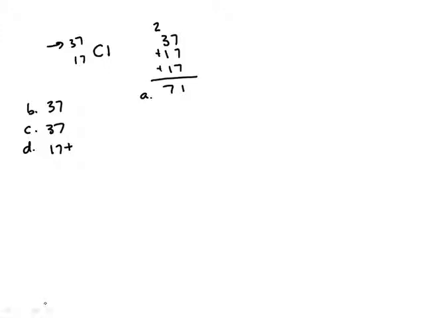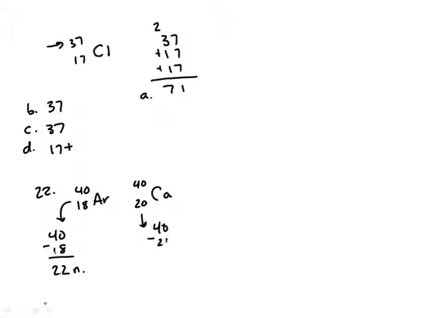Number 22. Characterize each of the following pairs of atoms as containing 1, the same number of neutrons, 2, the same number of protons, 3, the same number of nucleons, or 4, the same total number of subatomic particles. So in A, we have argon 40, 18, and calcium 40, 20. Do these have the same number of neutrons? Well, this one has 40 minus 18, which is 22 neutrons, and this one has 40 minus 20 neutrons, which is 20.